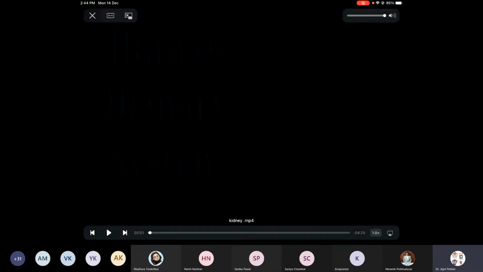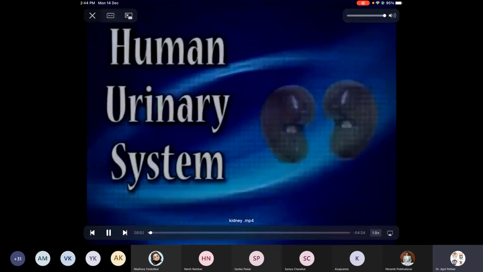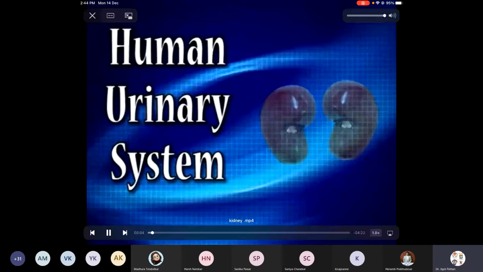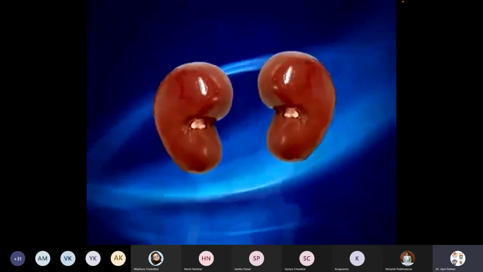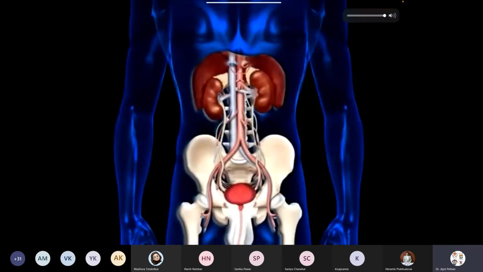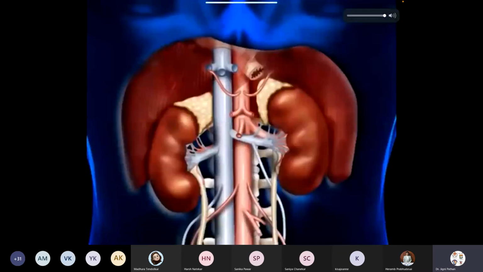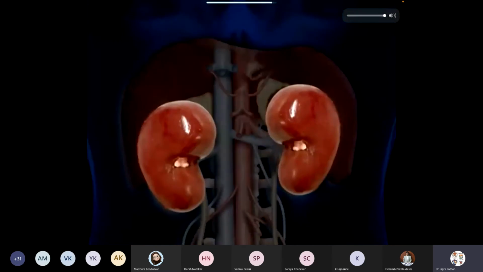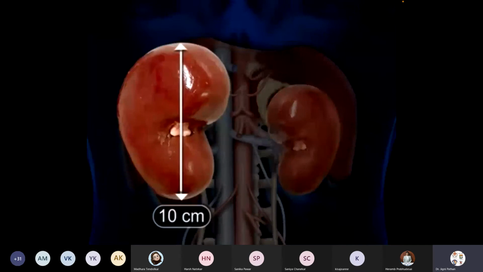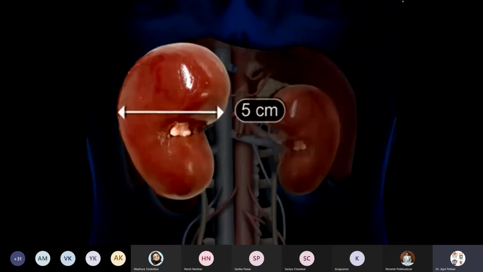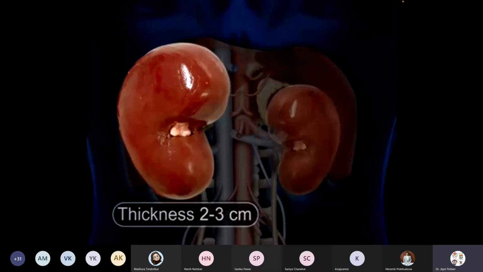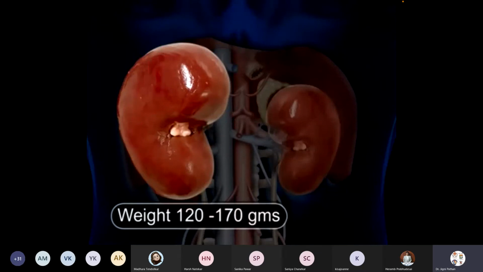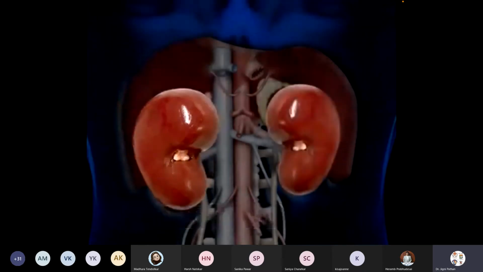Human urinary system. The kidneys are a pair of bean-shaped organs, a part of the urinary system. Kidneys are dark red, slightly flattened, bean-shaped organs, each about 10 centimeters long, 5 centimeters wide, and 2 to 3 centimeters thick, with an average weight of 120 to 170 grams.